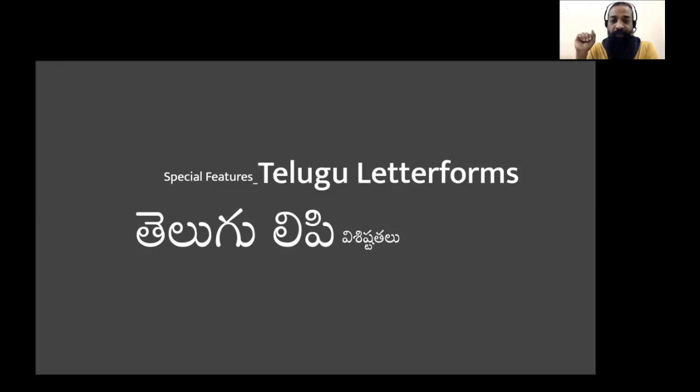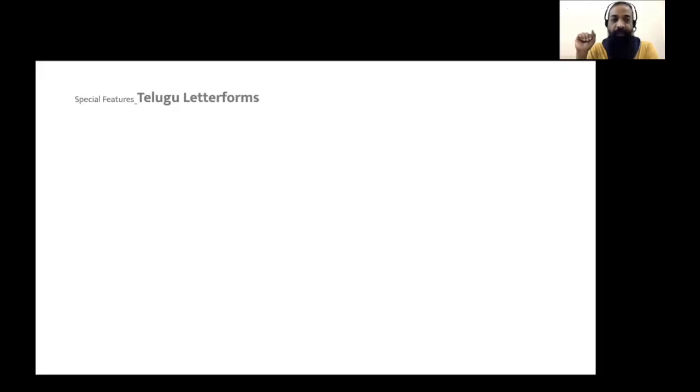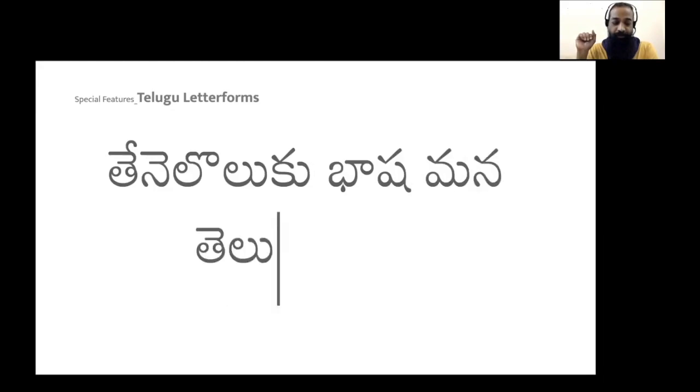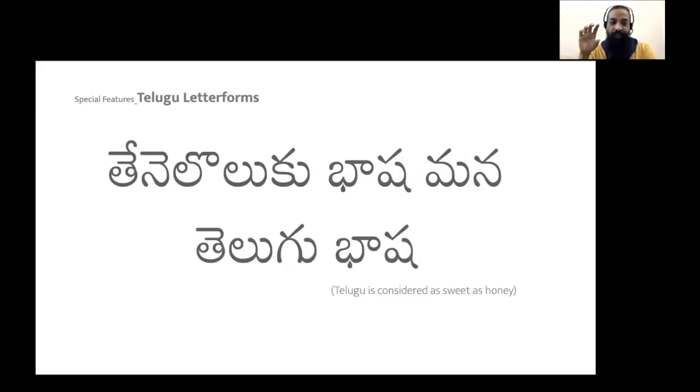Looking at the special features, this is read as Tenaloluku Bhasha Mana Telugu Bhasha, which loosely translates to Telugu is considered as sweet as honey. Yes, the script is round in shape, and the absence of any vertical or horizontal strokes makes it complex to design.